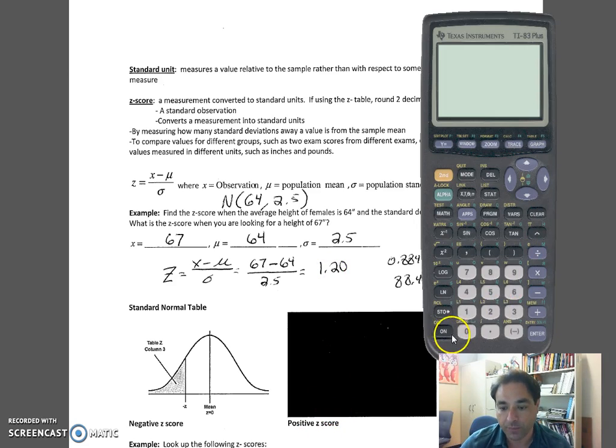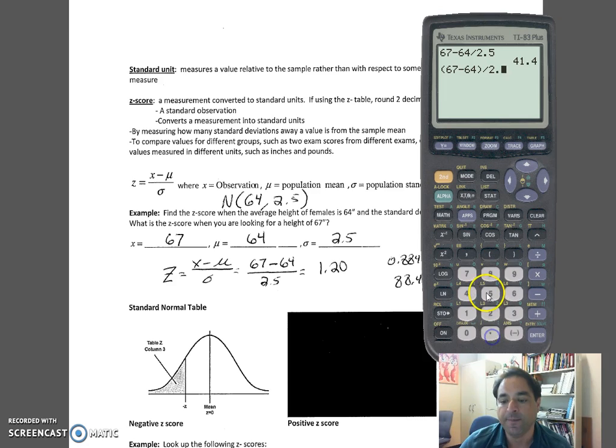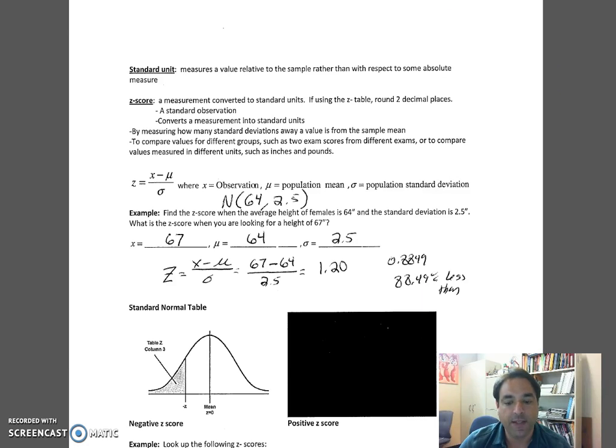Now I'm going to point out a few things. Number one, when we go to our calculator, be careful when you type this in. If you do 67 minus 64 divided by 2.5, you'll notice you get the wrong answer. So be very careful. For example, parenthesis 67 minus 64, close parenthesis, divided by 2.5, that will get us the right answer. Okay, so be careful of that. Then also notice I went 2 decimal places. Even though we got 1.2, I put 1.20.